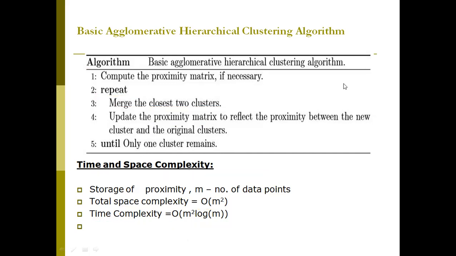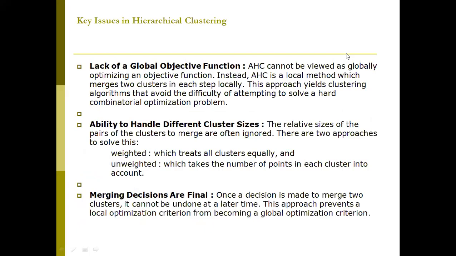And coming to the next slide, the issues of hierarchical clustering. Here we have three issues. One is the lack of a global objective function. Second is the ability to handle different cluster sizes. Last one is that merging decisions are final. These are the three key issues of hierarchical clustering. Okay, let us learn one by one. What is the first one?